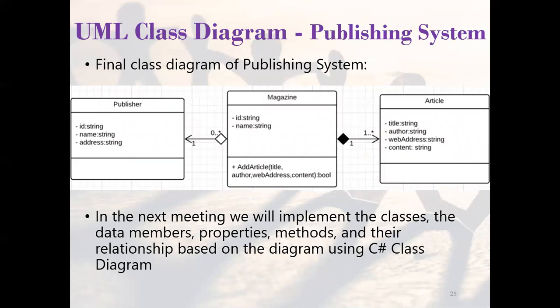This is the final class diagram for the publishing system. How to read this one is the same. One magazine has one or many articles. One article belongs to one magazine. One article belongs to one and only one magazine. Remember, if it's just one, it means one and only one. If it's different, then we need to put one or many. Okay.